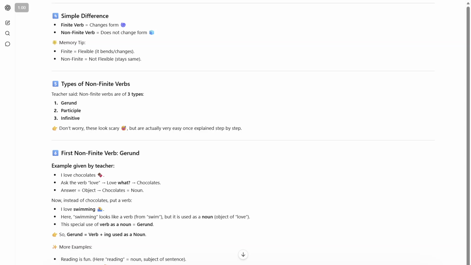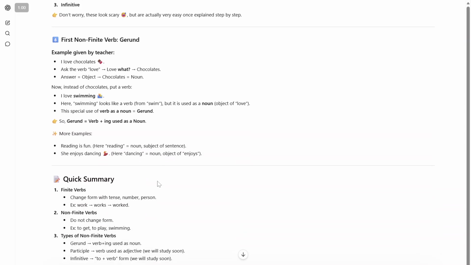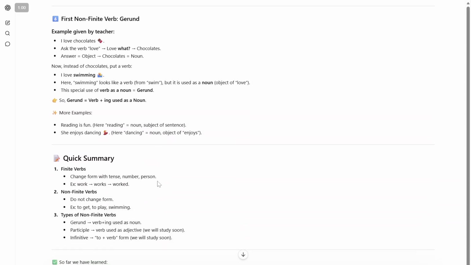First non-finite verb, gerund. Example given by teacher. I love chocolates. Ask the verb love. Love what? Chocolates. Answer equals object. Chocolates equals noun. Now instead of chocolates, put a verb. I love swimming. Here, swimming looks like a verb from swim, but it is used as a noun, object of love. This special use of verb as a noun equals gerund. So gerund equals verb plus ing used as a noun.